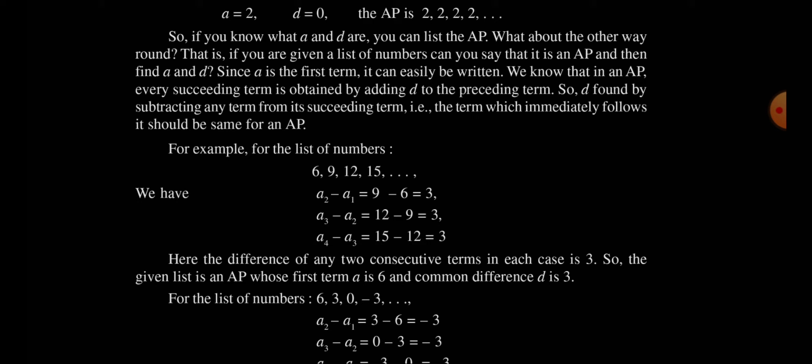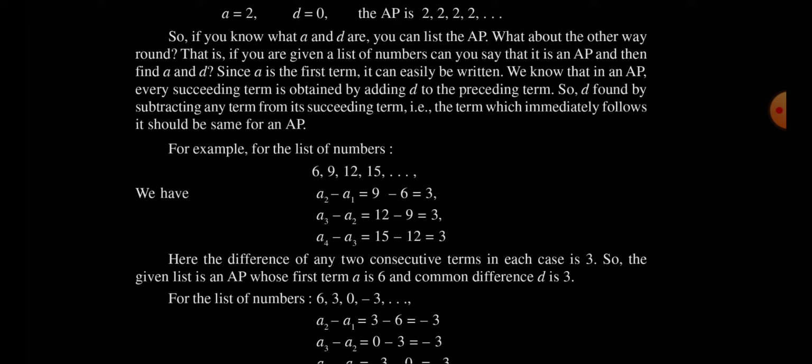What about the other way round? That is, if you are given a list of numbers, can you say that it is an AP and then find a and d? Since a is the first term, it can easily be written. We know that in an AP, every succeeding term is obtained by adding d to the preceding term. So d is found by subtracting any term from its succeeding term.